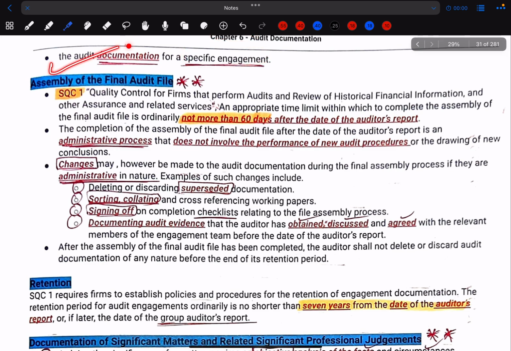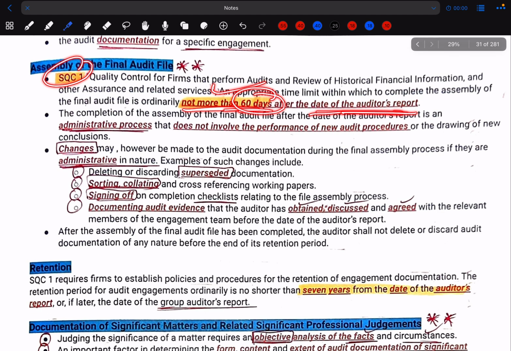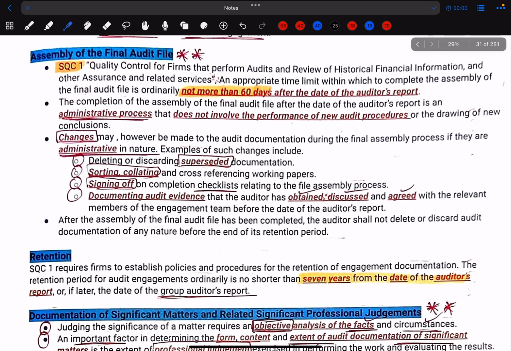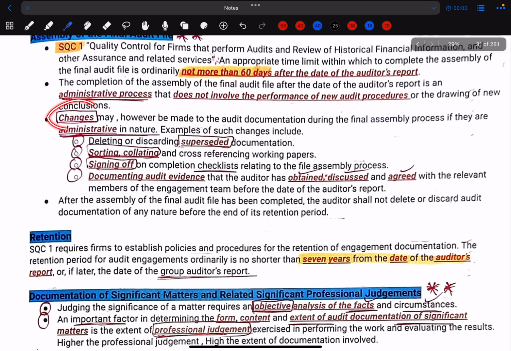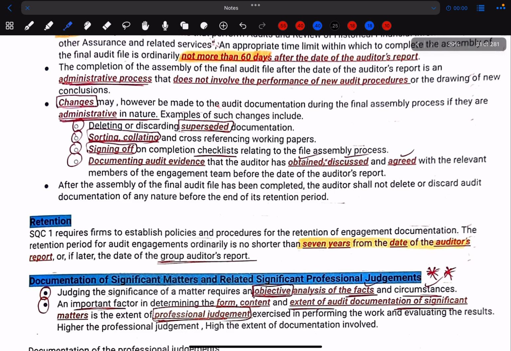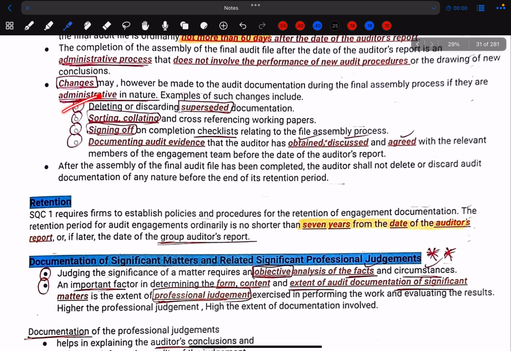Then assembly of final audit file according to SQC1. It should not take more than 60 days after the date of audit report. Now this is an administrative process and does not involve the performance of new audit procedures. So any changes made during the final assembly process should always be of an administrative nature. And examples of such administrative nature are these 4 things.